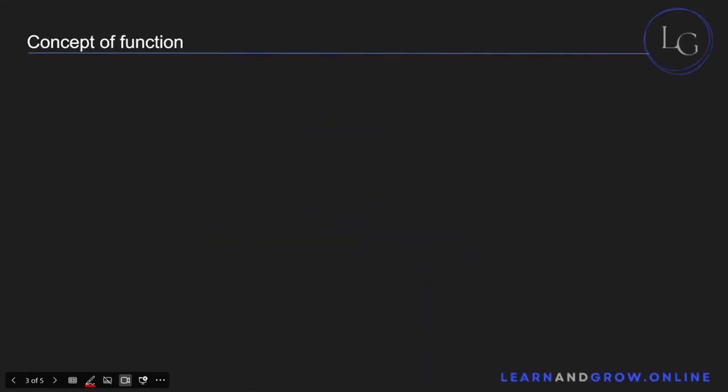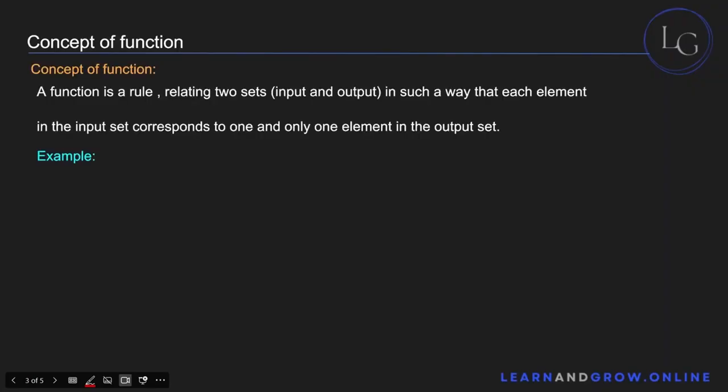Now let's discuss the concept of a function. So, the general rule here is that a function is a rule or a correspondence relating two sets. One set is the input and one is the output, in such a way that each element in the input set corresponds to one and only one element in the output set.